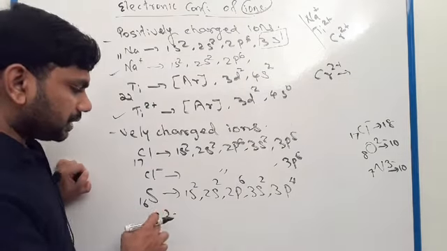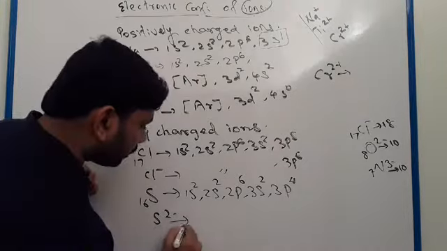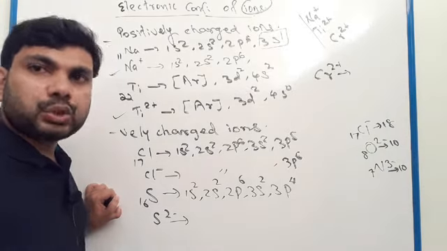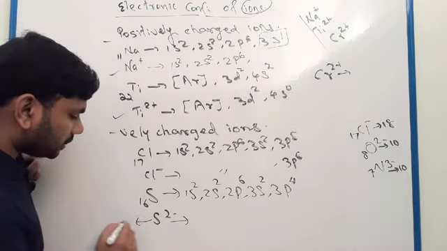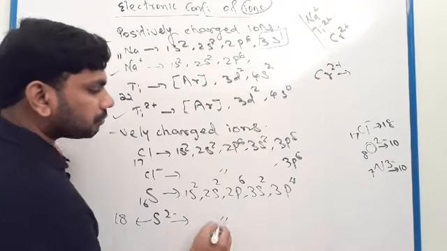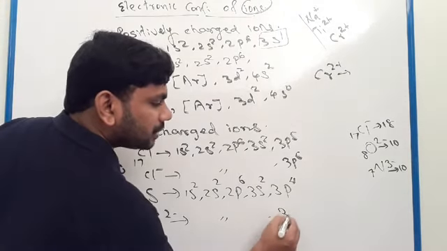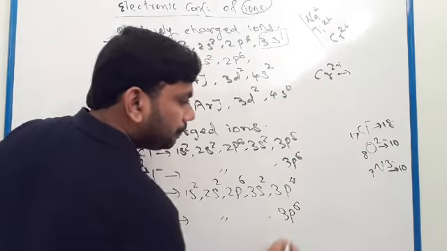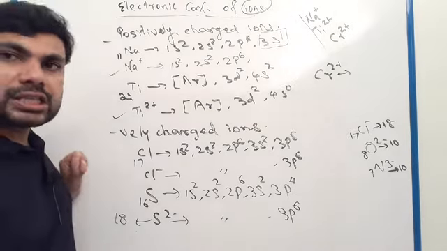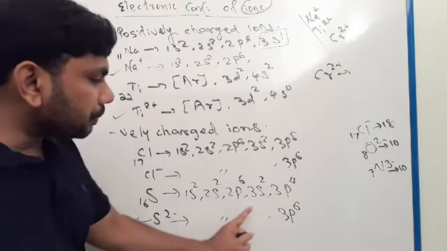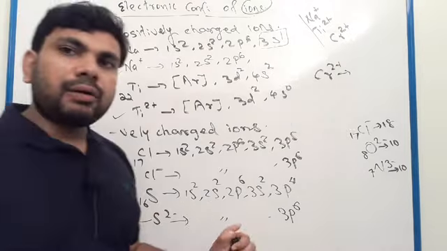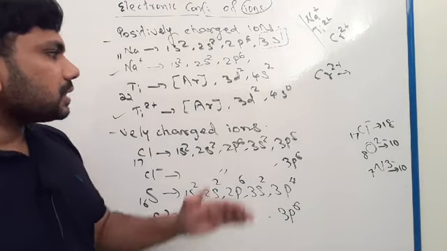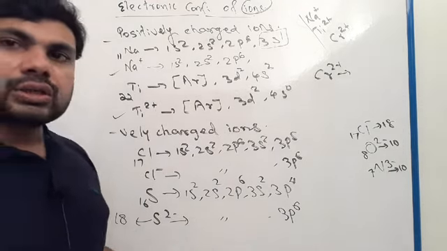Okay, S2 minus means 2 electrons more. Sulfur atomic number 16, S2 minus means 2 electrons more, so there will be 18 electrons. You have to repeat all this, and at the end 3p4 will change to 3p6 because there will be 2 extra electrons. Instead of 3p4 it will be 3p6. Clear? So this is the subshell electronic configuration of ions.